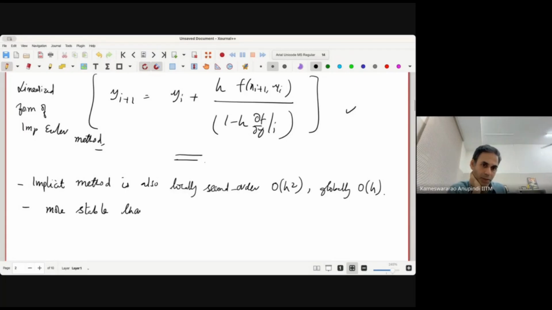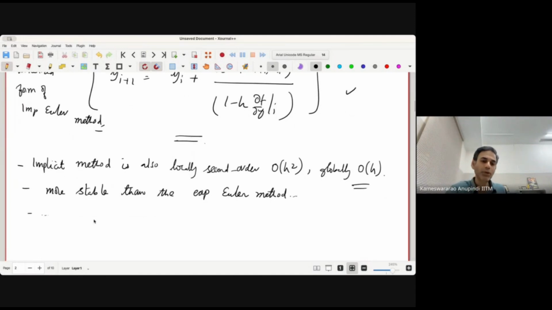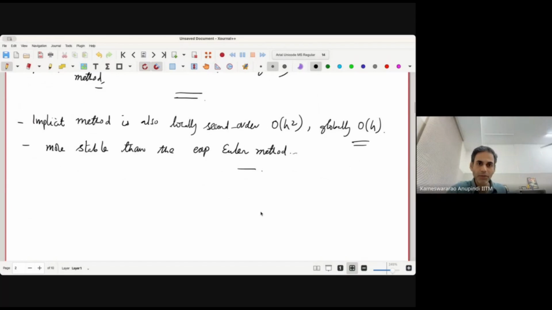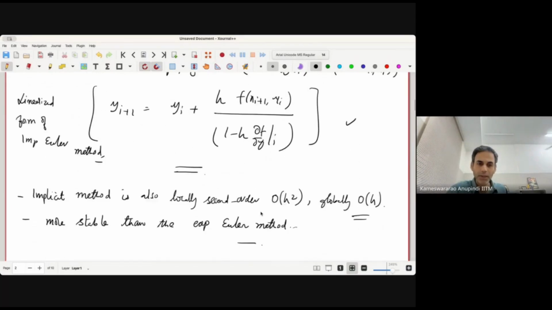stable than the explicit Euler method, because we are bringing in information from the next time step, from the unknown time step. However, the method is only order h. So as a result, this is somewhat used, the implicit Euler method, so it is not going to diverge as much as the explicit Euler method as such. Okay, fine. So that's about the implicit Euler method.